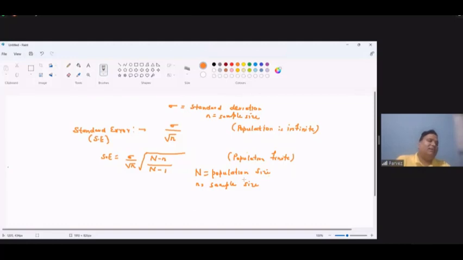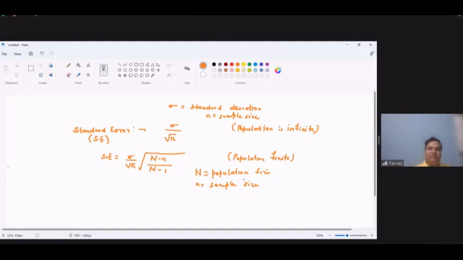First learn the formulas. I told clearly that in Karnataka, a total of 20 textile companies are there. Out of 20, you are selecting 5. So what is 20 and what is 5? Capital N is the population, which is 20, and small n is 5. It's very simple to identify. Whenever population size is given, you have to use this formula.